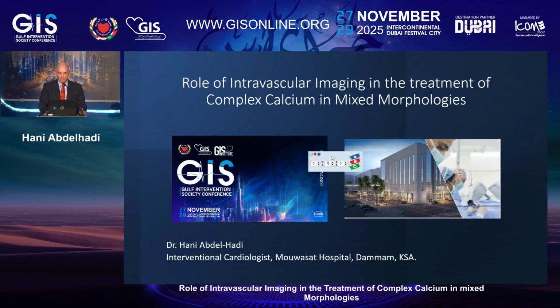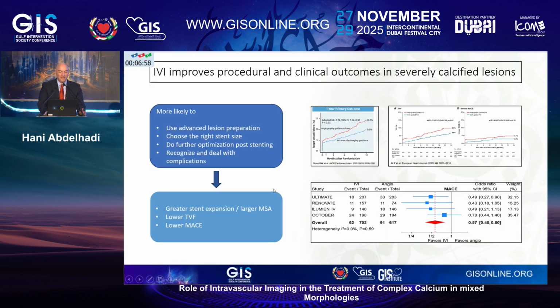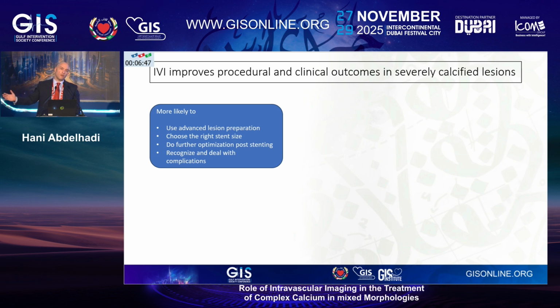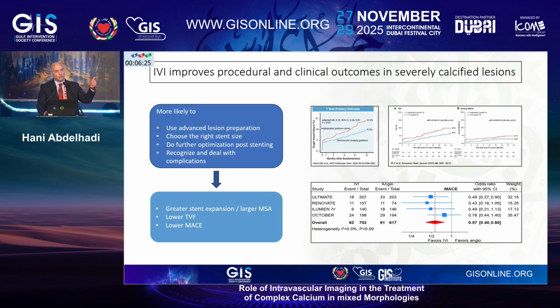Thank you. There is no doubt in 2025 that intravascular imaging will improve both procedural and clinical outcomes. You will never see a calcium talk without talking about imaging every single time. You're more likely to recognize significant calcification and the need for advanced lesion preparation. You're more likely to choose the right equipment and the right stent size, both length and diameter, and you're more likely to optimize post-stenting and recognize complications. All of this gives you a bigger stent, better expansion, better diameters, fewer complications, and better outcomes.